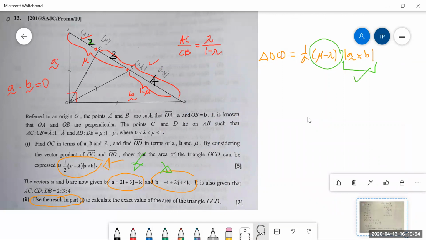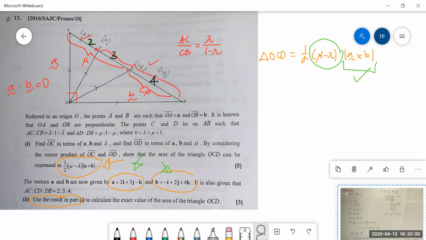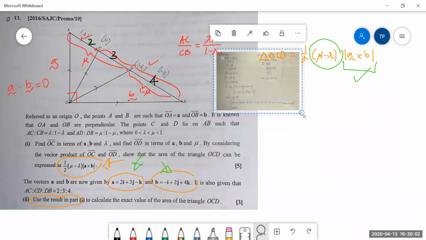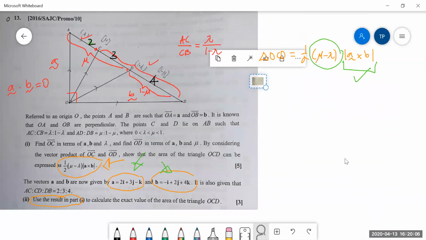Never mind, you were stuck also, right? You didn't find the mu and lambda, right? Oh yeah, I didn't. Okay, then we minimize it.